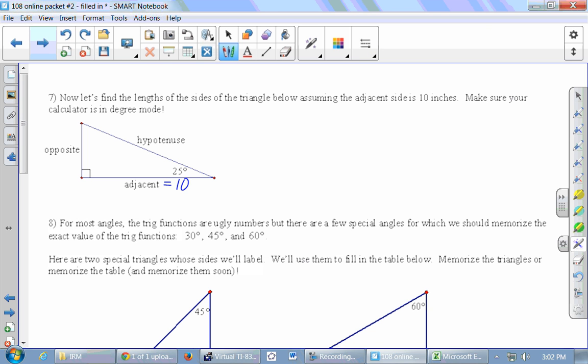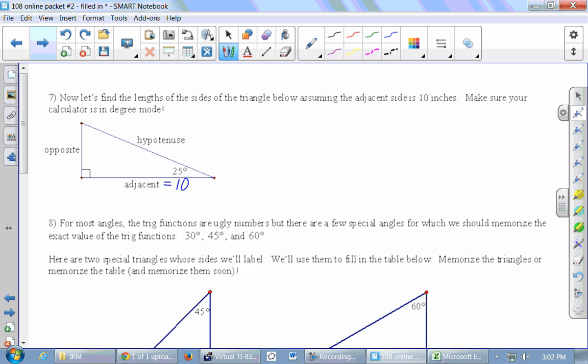And this is kind of a strange problem because it seems like we're given hardly any information. Okay, we have a right triangle, super, and the angle is 25 degrees, and the one side is 10. But somehow that's supposed to give us the ability to find the length of the opposite side and the length of the hypotenuse. So here's how we do it.